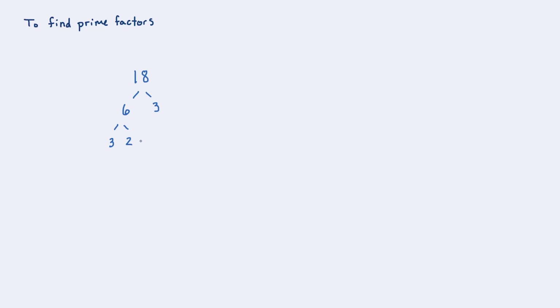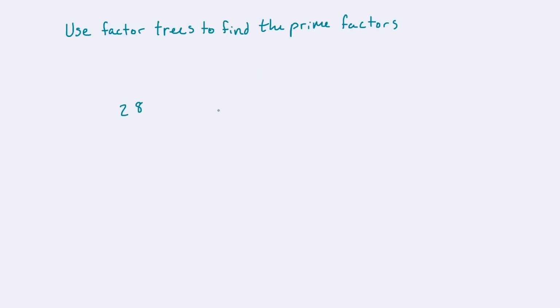You can take multiple different paths to break down a number using a factor tree. For example, you could instead say 18 is equal to 9 times 2, and 9 is equal to 3 times 3. Either way, you end up with the same number of the same factors. Try using a factor tree to find all the prime factors of these numbers. I'll give you a moment to pause the video.